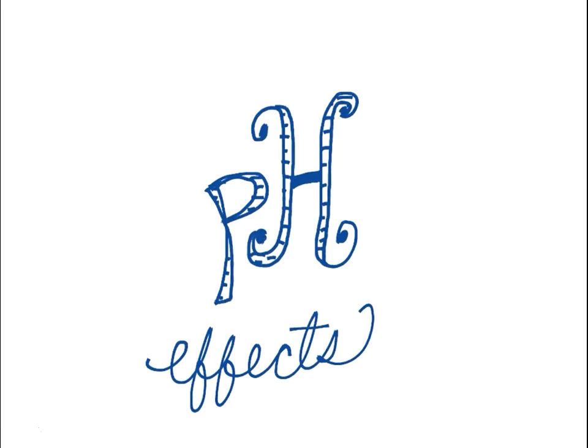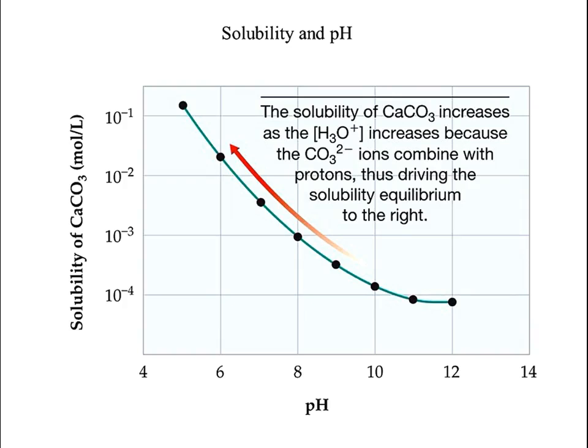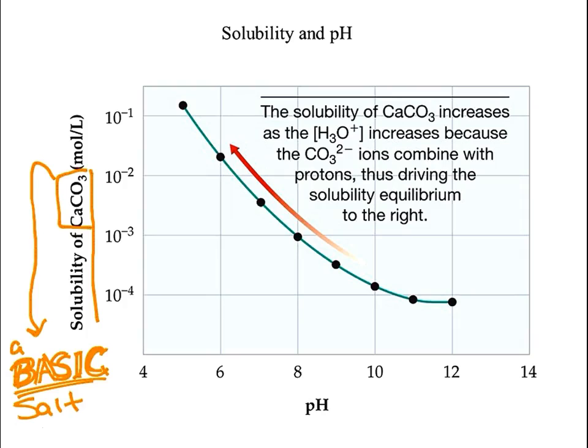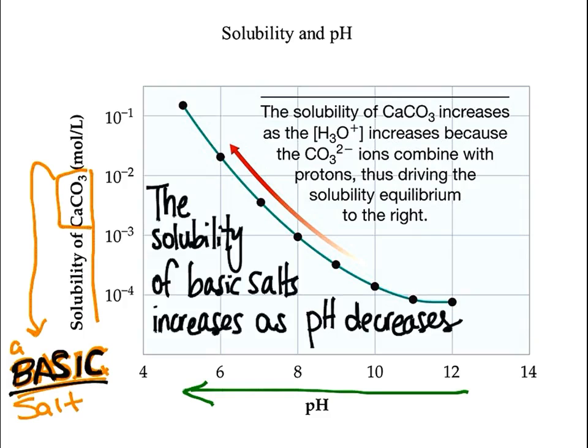Now pH. Basic salts are more soluble in acidic solution. So the solubility of calcium carbonate increases as the pH decreases. The reason for this is because calcium carbonate is a basic salt. It is the conjugate base of bicarbonate, which is a weak acid. And so as the pH goes down, that means that there's hydrogen ions in the solution. The solubility of any basic salt will increase as pH decreases.